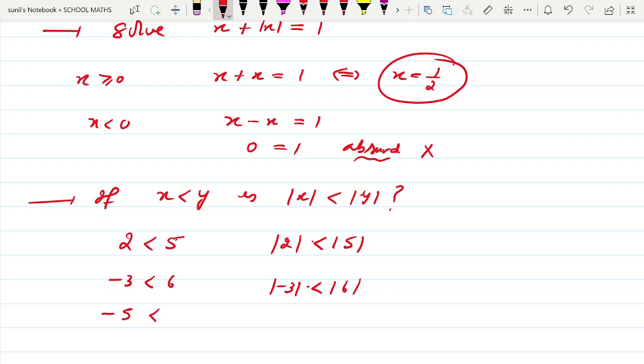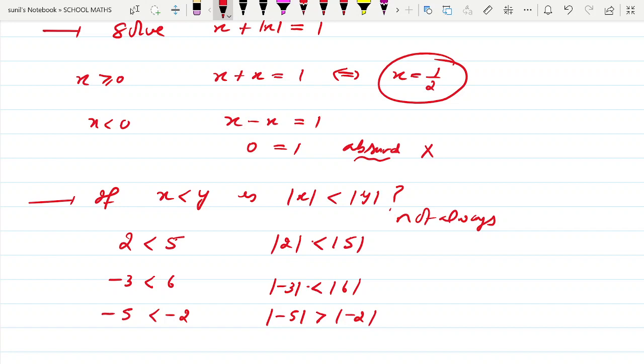Minus 5 is less than minus 2. Now what will happen if we take mod? The inequality will reverse. Mod of minus 5 is more than mod of minus 2. So certainly we can say that it is not always true.